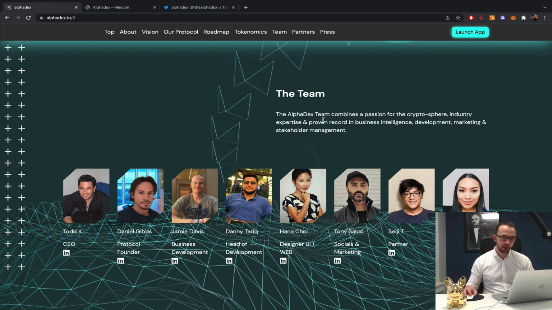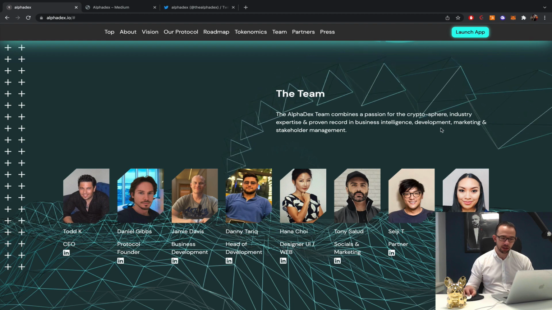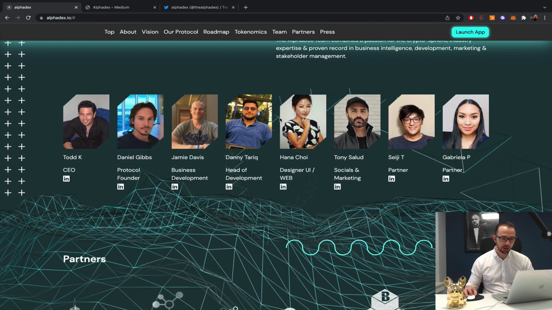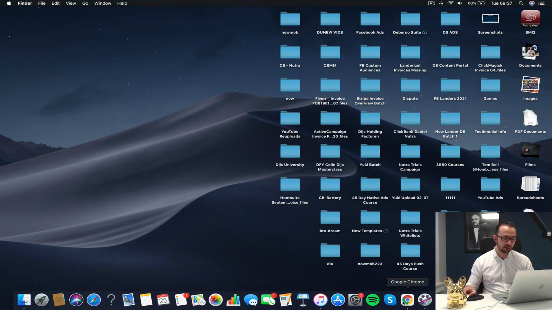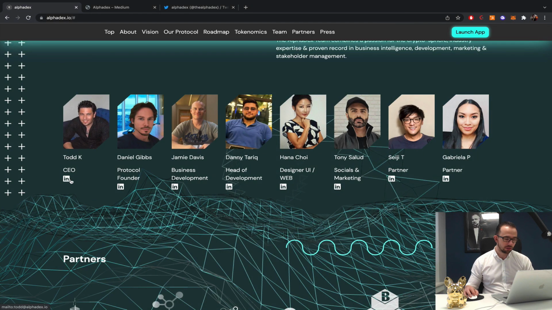The team. The Alphadex team combines a passion for the crypto sphere, industry expertise, development, marketing, stakeholder management. All right. There are some LinkedIn profiles linked, but it takes you to email, which is not really a good indication. Okay, so the CEO has his email linked, and then all the other ones. So they have all their last names. This is also an email. This is also an email.